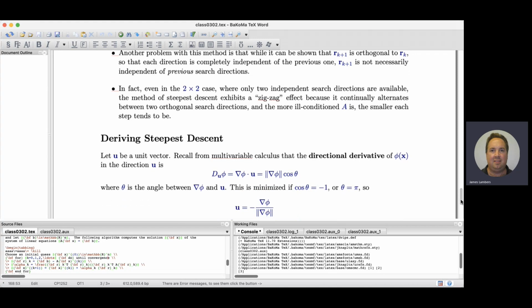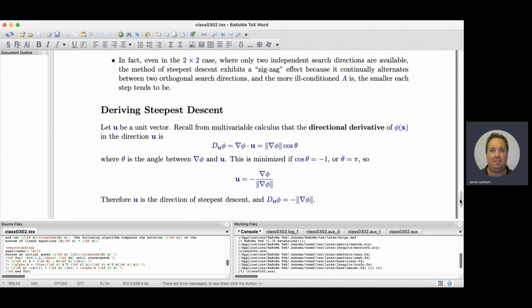I forgot that I have this in my notes here, just explaining why it's the direction of steepest descent. In terms of something you learn about in multivariable calculus, the directional derivative: how much does the function phi change in the direction of a unit vector u? That's defined to be the dot product of the gradient of phi with u, which is also the magnitude of the gradient times cosine theta. This formula for the dot product would also have a magnitude of u in here, but u is a unit vector, so it has magnitude 1. That's why we don't see that in here.